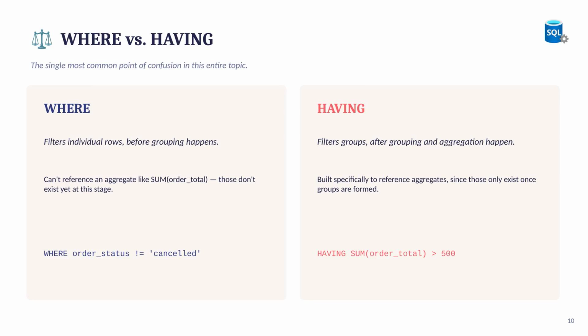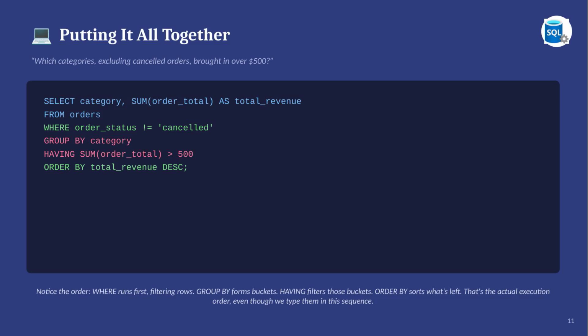Having, on the other hand, filters entire groups, after grouping and aggregation have already happened. Having was built specifically to reference aggregates, since those values only come into existence once the groups have actually been formed. Let's put everything together in one real query, answering which categories, excluding canceled orders, brought in over $500.